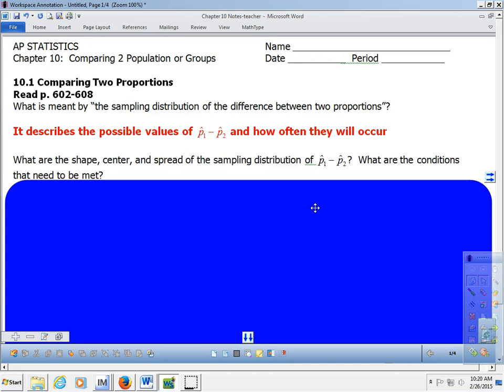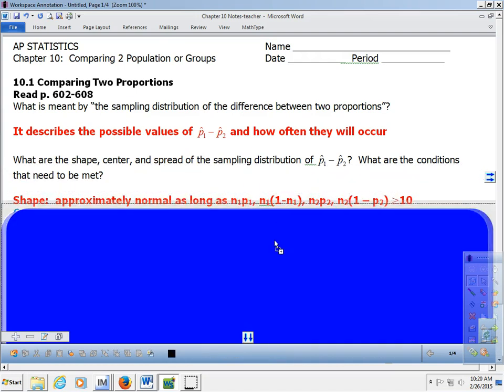Because, again, p-hats are nothing more than random variables. Every time I take a sample, I could very well get a different numerical value, and that's pretty much the definition of a random variable. So what is the shape, center, and spread of the sampling distribution of p1-hat minus p2-hat, and what are the conditions that need to be met?